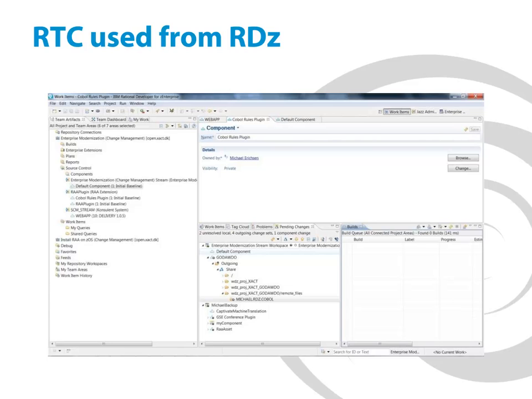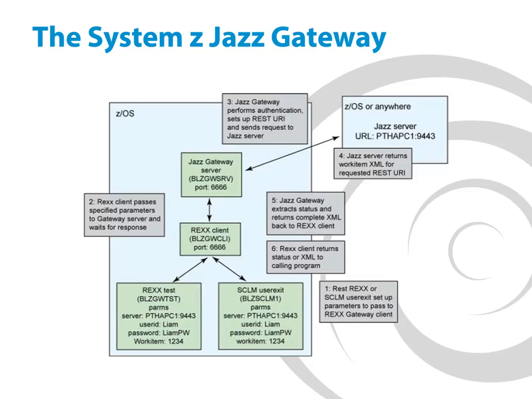This is how RTC looks when accessed from inside RDz. You can see how team collaboration, work items, builds and changes are connected and visible inside the same tool. Integration between RTC and mainframe source control takes quite an effort no matter which product you choose. Here is an example of how to integrate RTC with SCLM using REXX and REST.